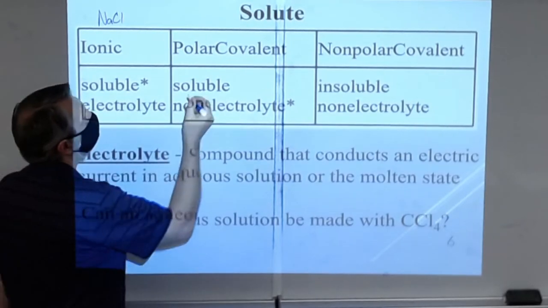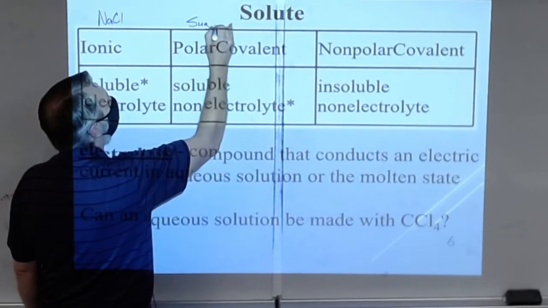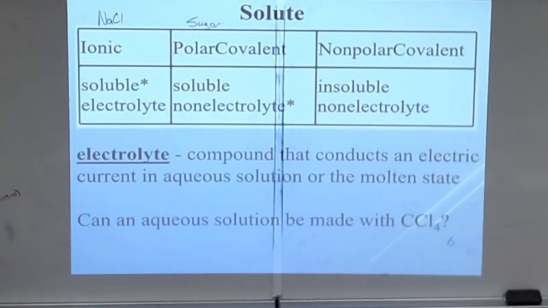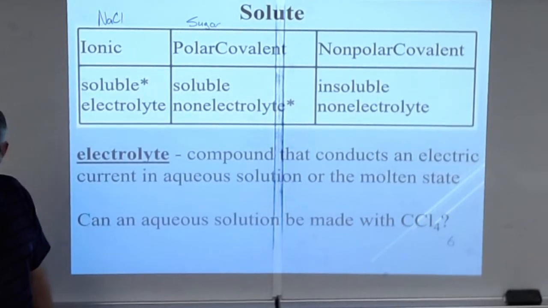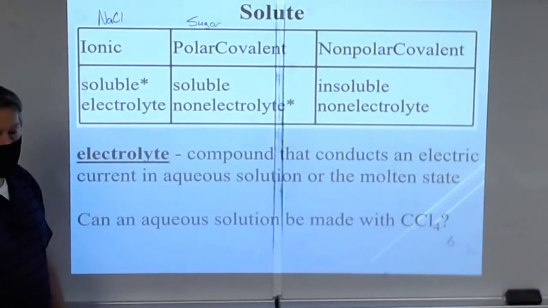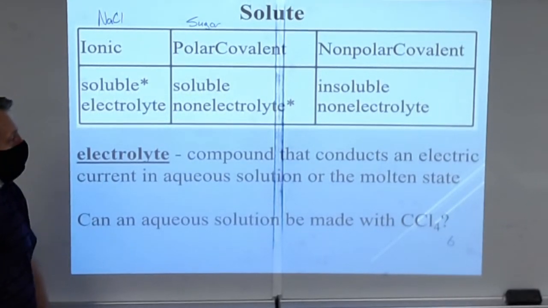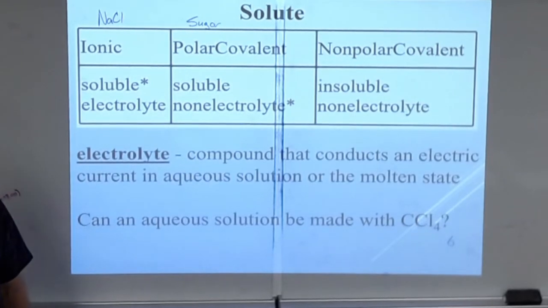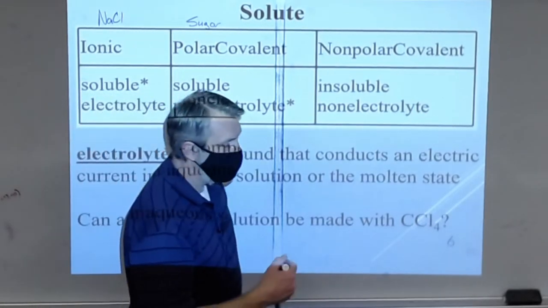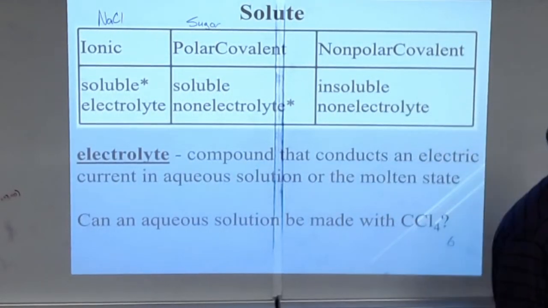Polar covalent. Sugar. So sucrose, the stuff we use to sweeten our coffee or tea or whatever, mix that in there. That does not dissociate. And because it doesn't dissociate, it means I don't have any ions. And because I don't have any ions, it's not an electrolyte. Again, it's important for you guys to be able to determine whether something is an ionic compound or a covalent compound.